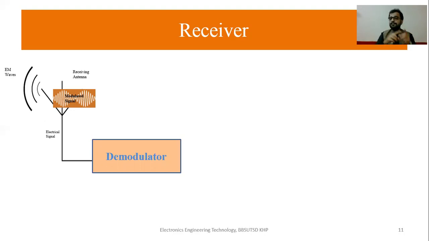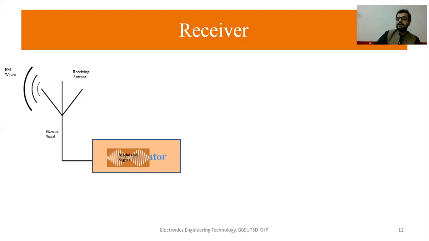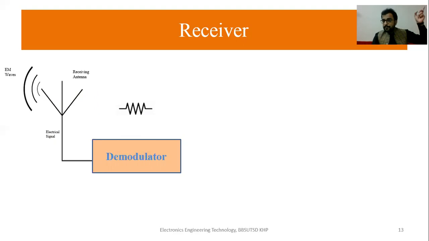Because at the transmitter side we add two signals, one is the carrier and the other is the message signal. Now we have no need of the carrier signal, we only need the message signal, which is sent by the transmitter. So the demodulator separates the message signal from the carrier signal and gives us the electrical signal which was produced after the mic at the transmitter side. Okay, that's important.